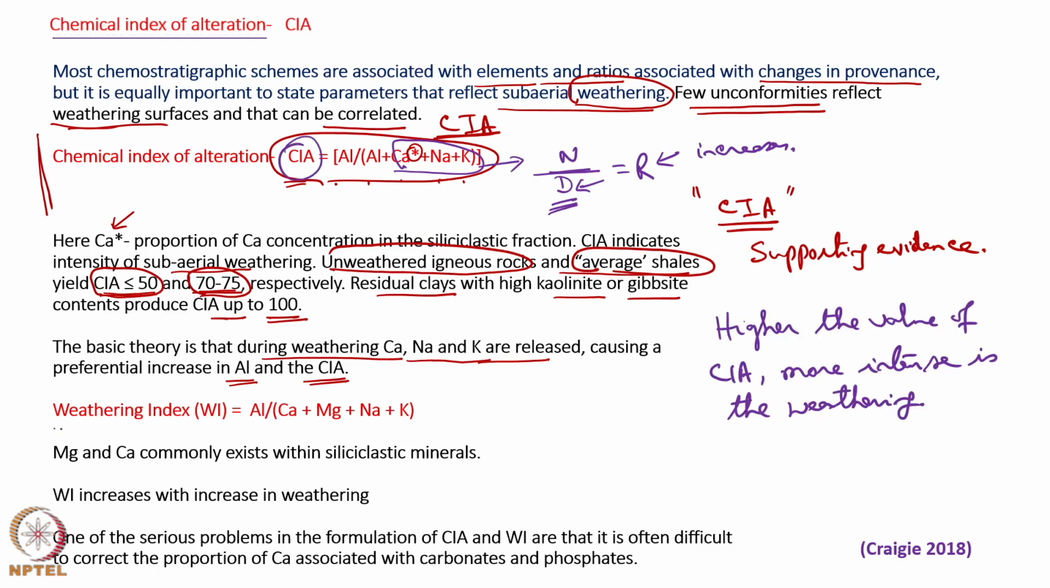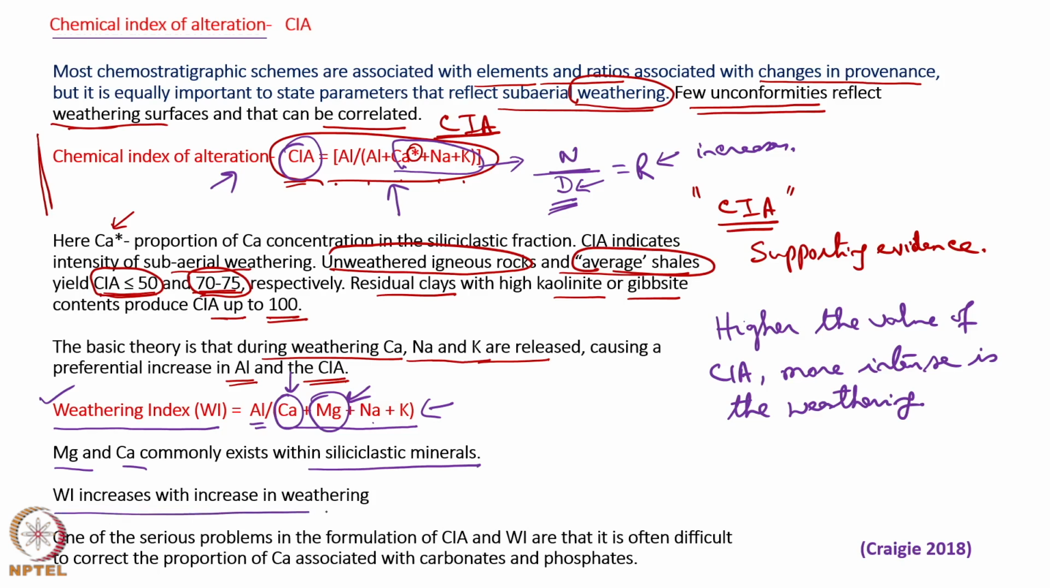Just like CIA, a weathering index Wi can be defined. Here it is Al divided by Ca plus Mg plus Na plus K. So, what is the difference between CIA and Wi? The difference is that in the denominator of Wi, Mg is present, which was absent in the CIA, and here only Ca is written, not Ca*. Mg and Ca commonly exist within siliciclastic minerals. Wi increases with increase in weathering. As in case of CIA, so also in case of Wi, as weathering keeps going on, the Wi value keeps increasing in the residual rocks.